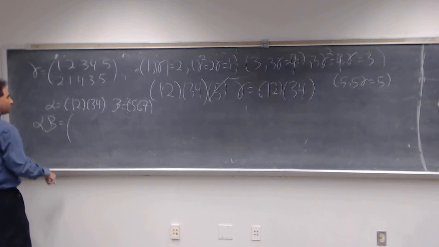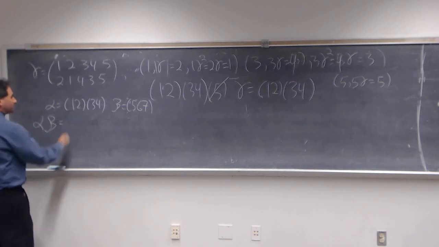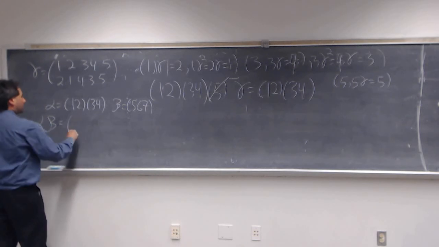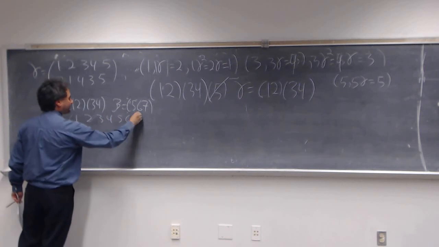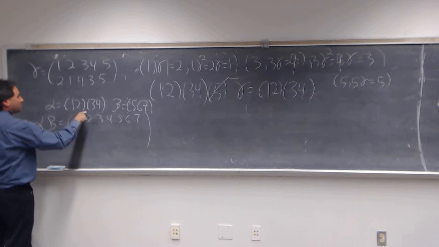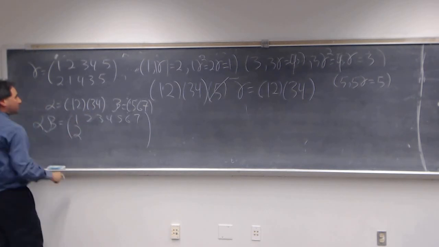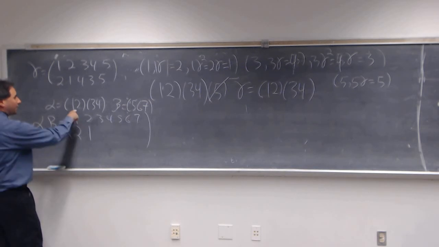So, or maybe write it in cycle notation and see what happens. So let's do it in 1, 2, 3, 4, 5, 6, 7. Let's look at alpha beta. Remember, we act from the left, so we hit alpha first. So 1 would go to 2, and then 2 remains at 2. So that's just it. 2 would go to 1, and that would be it.